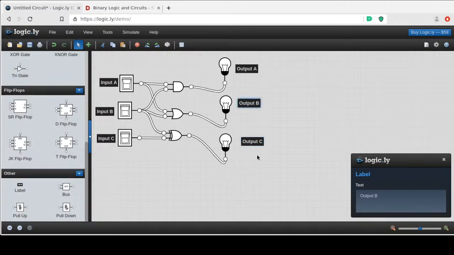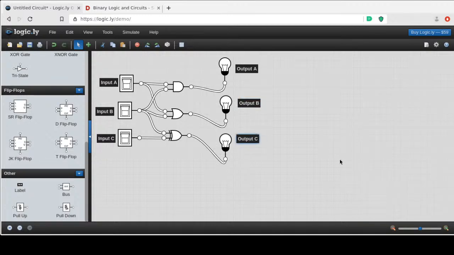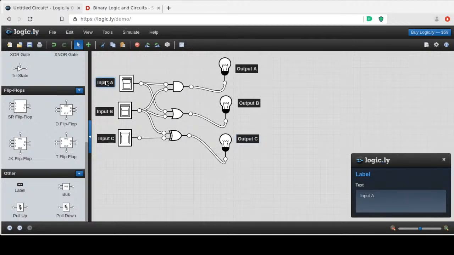Okay, and I would ask something like this. I would say input A is on, input B is off, and input C is on. So the question would say I have input A on, input B off, and input C on. What are the light bulbs doing? And you would have to say light bulb A is off. Okay, you can see it right here. Light bulb A is off, light bulb B is on, and light bulb C is on. Okay, and that would give you the right answer.